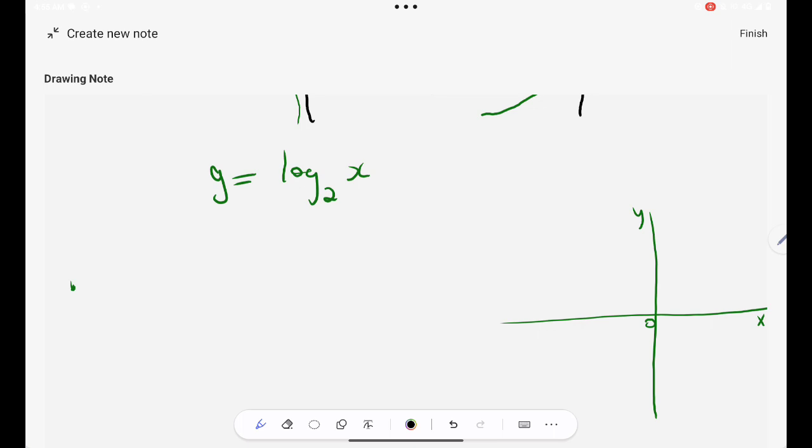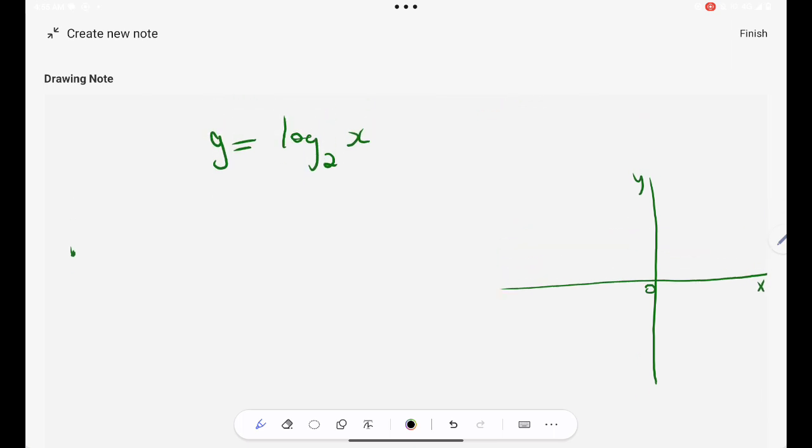The steps of drawing the graph are the same, right? Firstly, find the asymptotes and draw them. Secondly, establish the shape. Then fourthly, find the x and y intercepts. All together. So my asymptote is the line x is equal to 0 this time around.